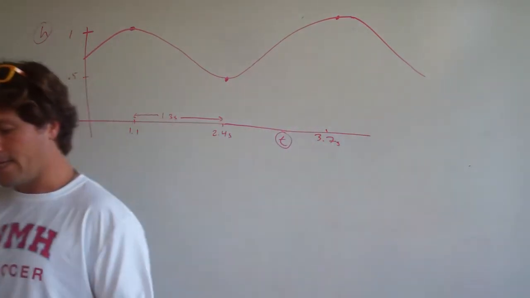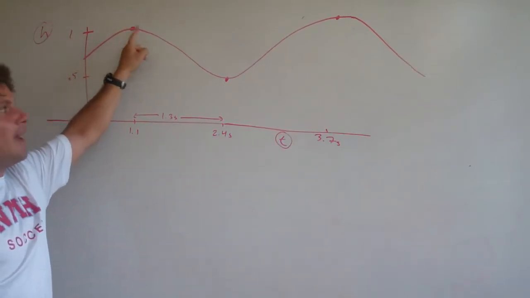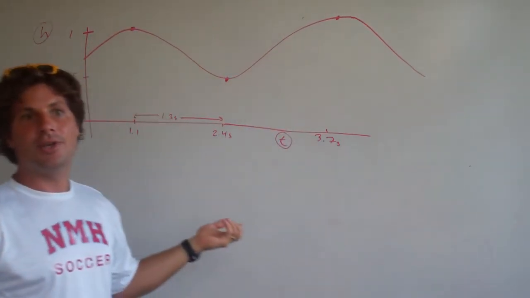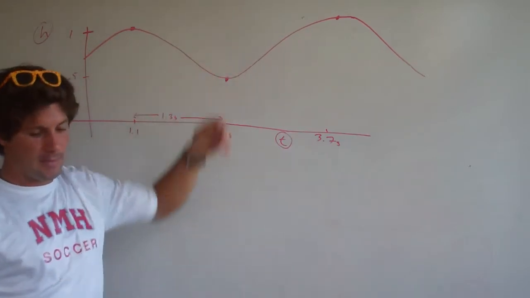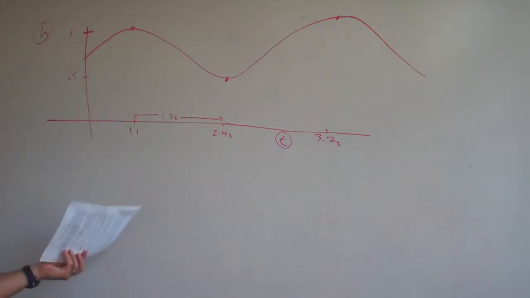So the first question says, sketch the graph. So here we have a sketch. We just need to label the max, min, and other max, and show that it's sinusoidal. And then it says find an equation for the height as a function of time.